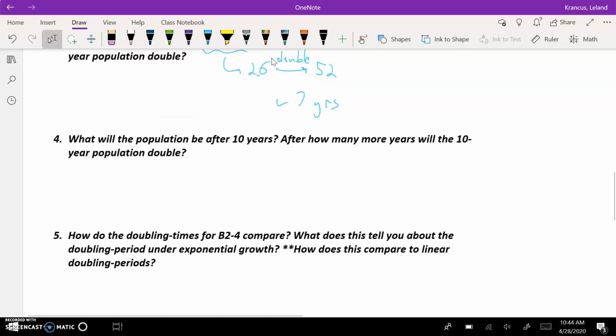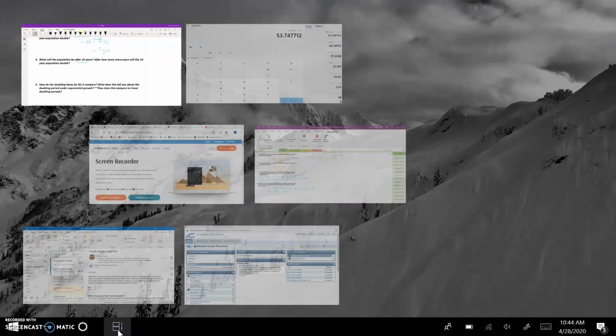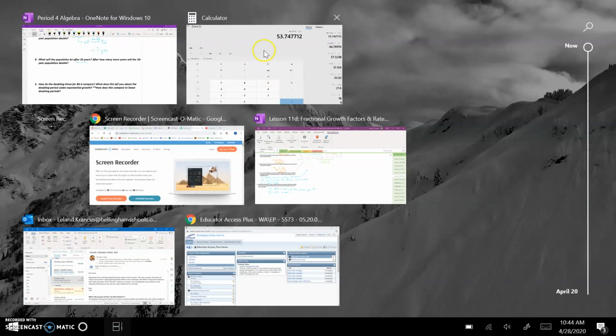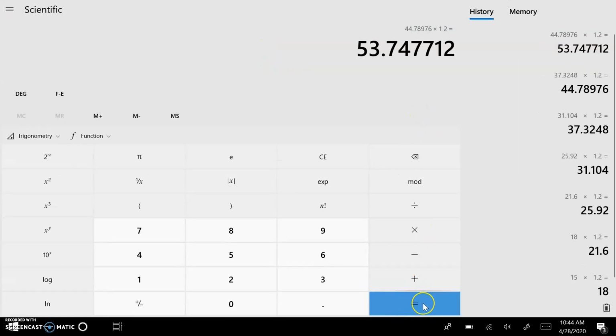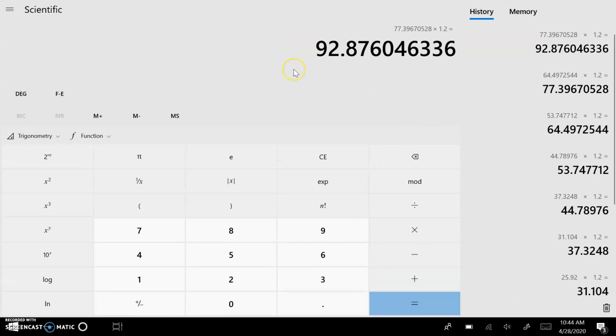Then we're going to do this one more time with the population at 10 years. So after 10 years, that's 15 times 1.2 to the 10th power. See, if this was 7, I can just go 8, 9, 10. We're at about, let's say, 93 rabbits.